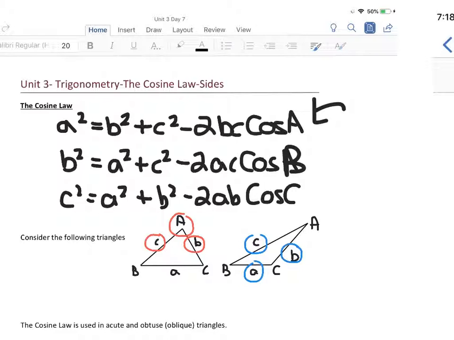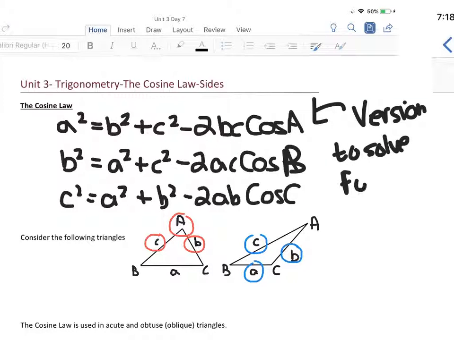All I'm saying here is this is the version of the cosine law for finding the side lengths. I also gave you the version to solve for an angle, and that's on your sheet, and we will go over that. We're doing 2 days of cosine law. So the best way to look at cosine law is to look at a couple of examples here.